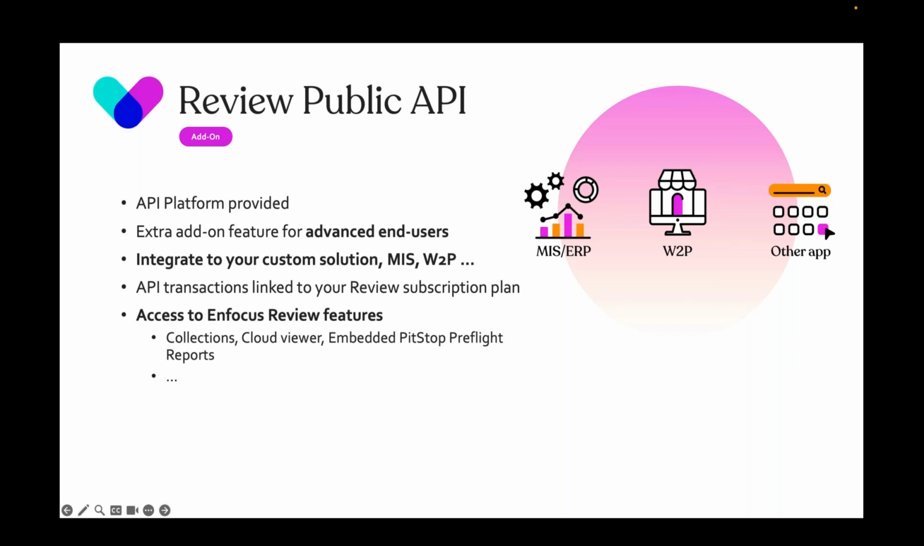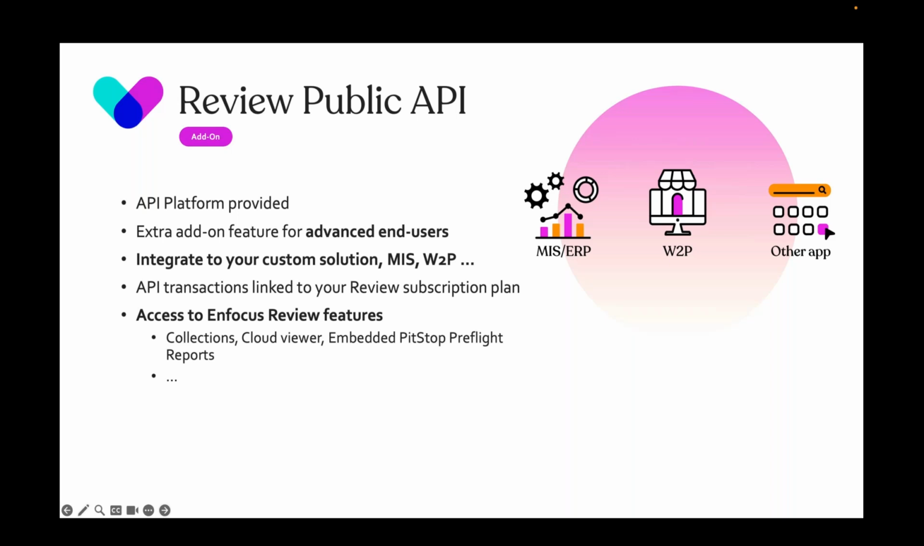For the last minutes, I'm also mentioning that with Enfocus Review, we're releasing every 6 weeks, as you would expect from a modern SaaS software. One of our latest features is a public API. We have an API available for very advanced customers that want to integrate Review with their own workflows, MIS or Web2Print solutions. This comes as an add-on, so it's not available for all subscriptions. It is an extra paying feature targeted for power users that want a custom integration.